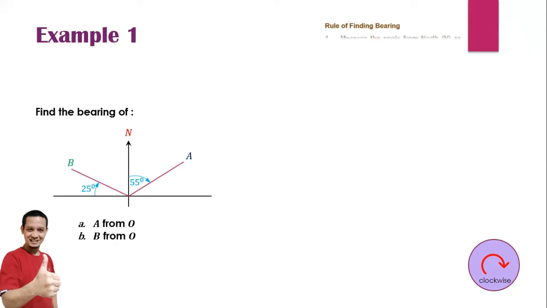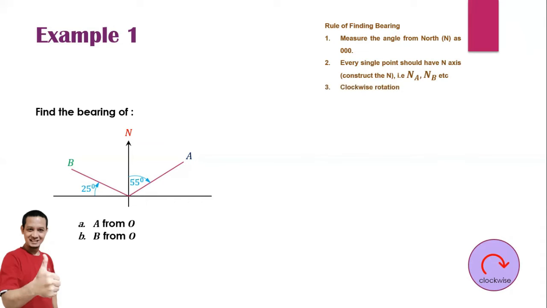Okay students, rules of finding bearing. First, make sure the angle is measured from north as a 3-digit number. Second, every single point should have a north axis, for example north A means north at A, and north B north at B. Number 3, clockwise rotation or clockwise direction. And number 4 is written as 3 figures. That's the rule of finding bearing in mathematics.